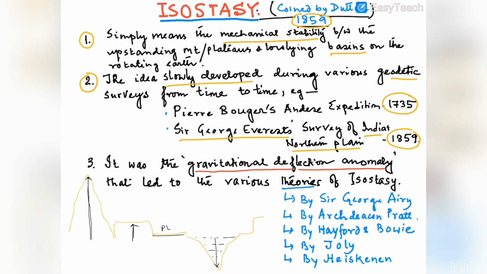These people found something called gravitational deflection anomaly. I will explain this term to you. Based on that, they slowly developed the comprehensive theory of isostasy. During our discussion, we will read the theories of Sir George Airy, theories by Archdeacon Pratt, theories by Hayford and Bowie, by Joly, and in the end, the theory by Hess. Now let us try to understand what this gravitational deflection anomaly is, which explains the theory of isostasy.